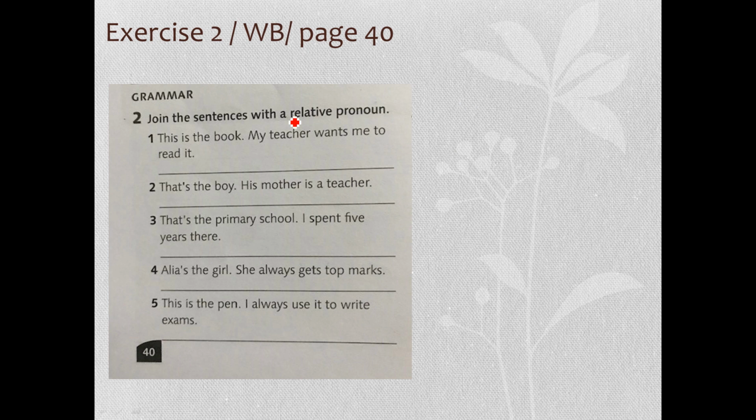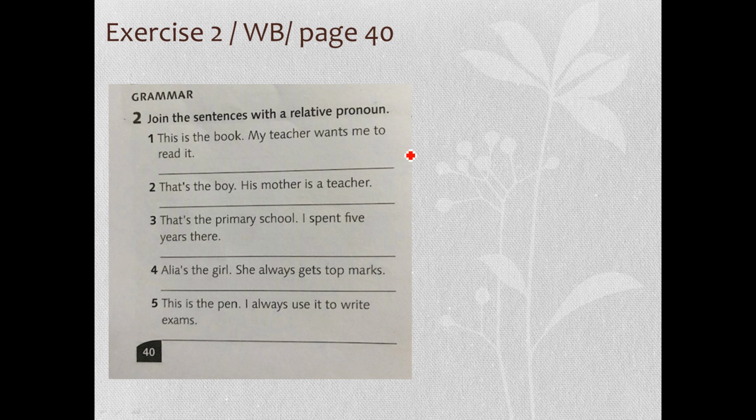Let's start with number 2. Join the sentences with the relative pronoun. We have 5 sentences and we need to read them carefully and insert the right and accurate relative pronoun, and also not forget to remove or delete any pronoun that refers to the original noun.